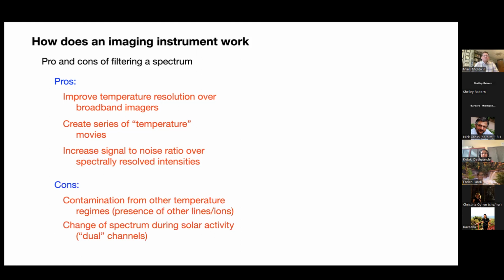Problems are, there can be contamination from other temperatures. You have seen in the previous slide that in the 131 channel, I have iron 8, but also I have neon 7, oxygen 6, and iron 10. So I have multiple temperatures which overlap and contribute. But also, I can have in the same wavelength range multiple ions formed at different temperatures available.